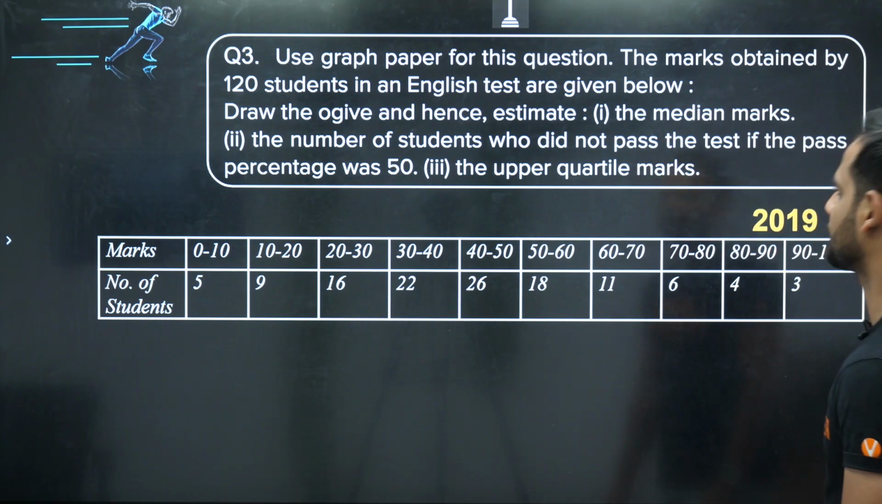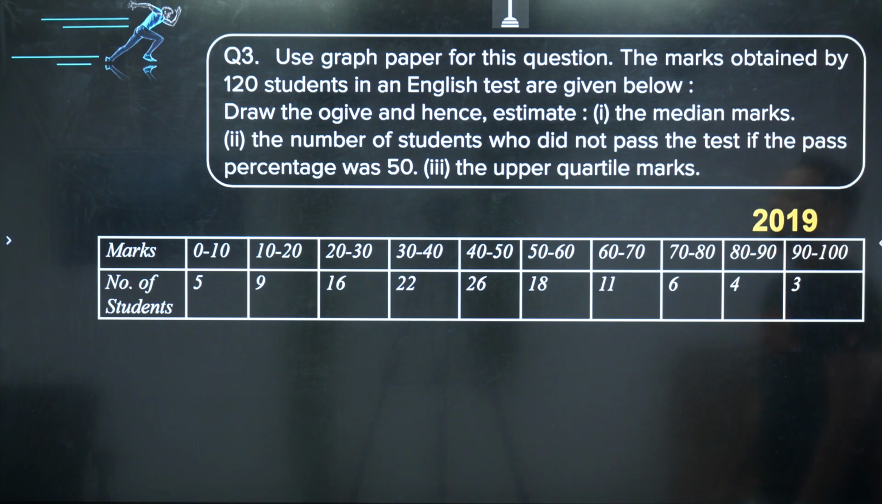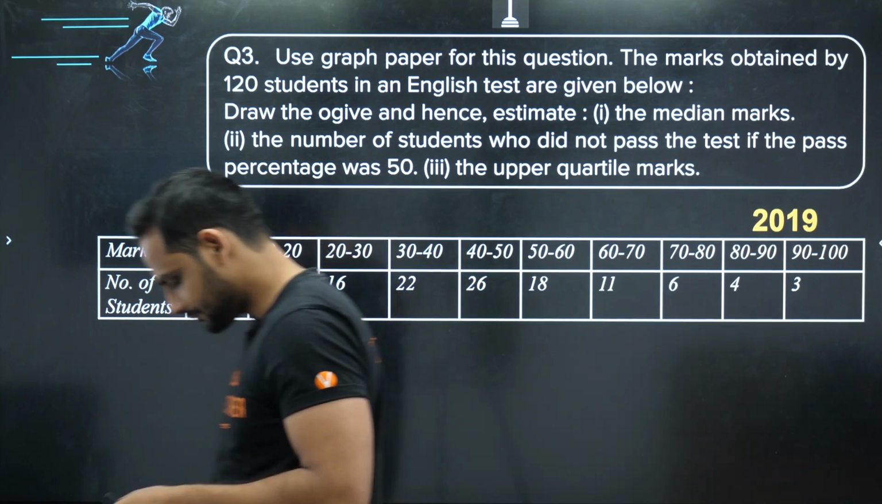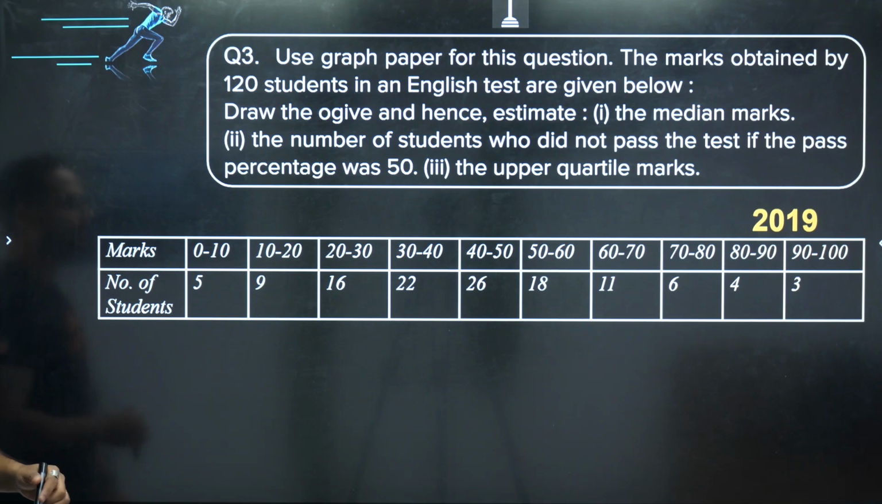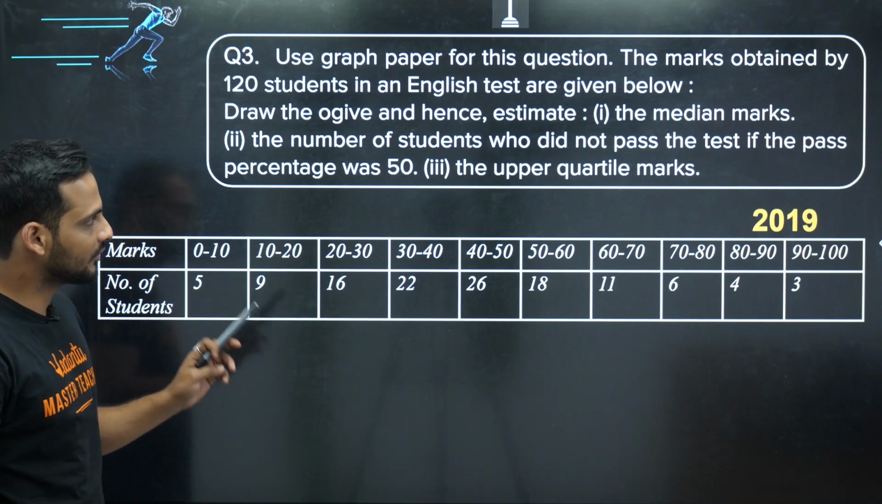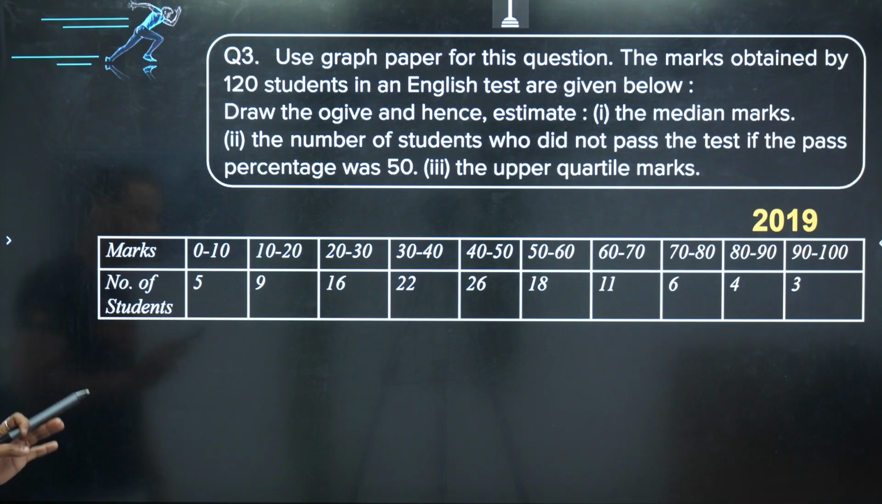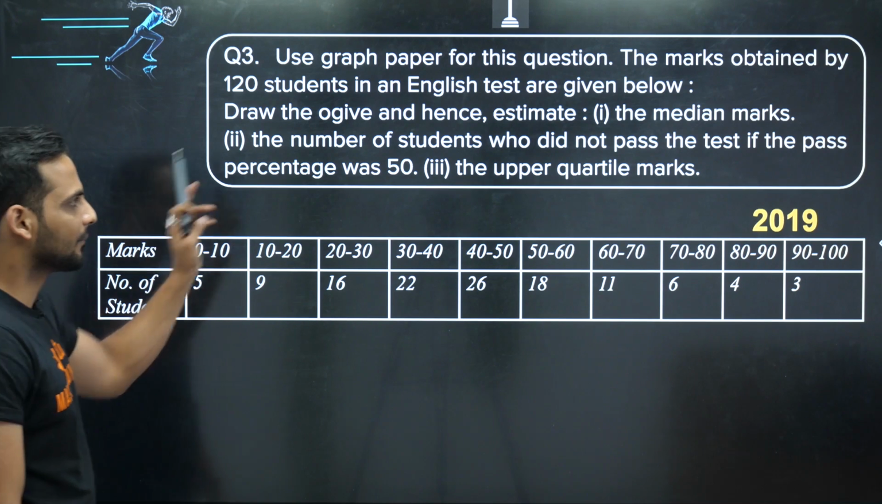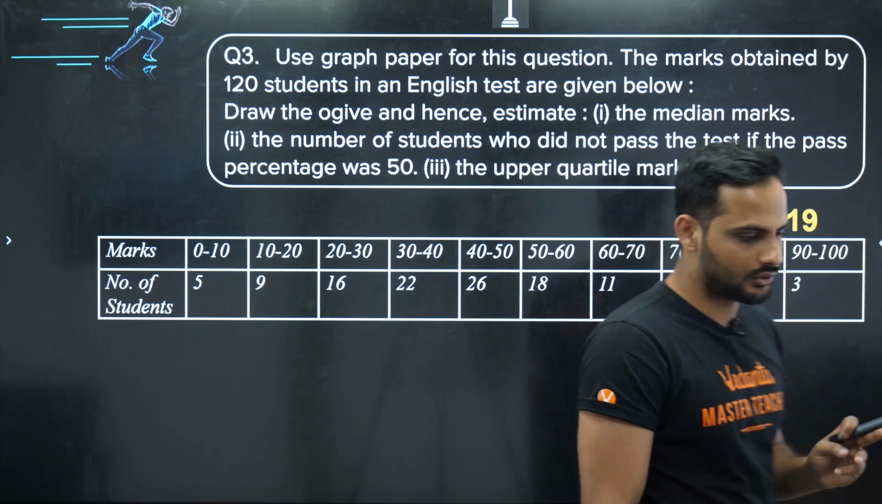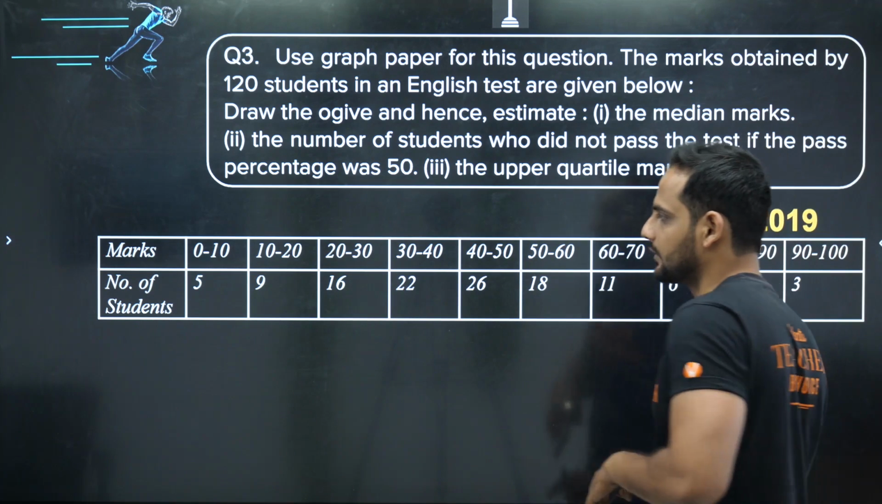Use graph paper for this question. The marks obtained by 120 students in an English test are given below. Draw the ogive and hence estimate the median marks, the number of students who did not pass the test if the pass percentage was 50, and the upper quartile marks. So we'll draw a less than table for it. What they are saying is that we have to find the median marks, the number of students who did not pass the test if the percentage was 50, and the upper quartile marks. We'll deal with this later. I know if I have to draw the less than ogive, I have to convert it into the less than table.